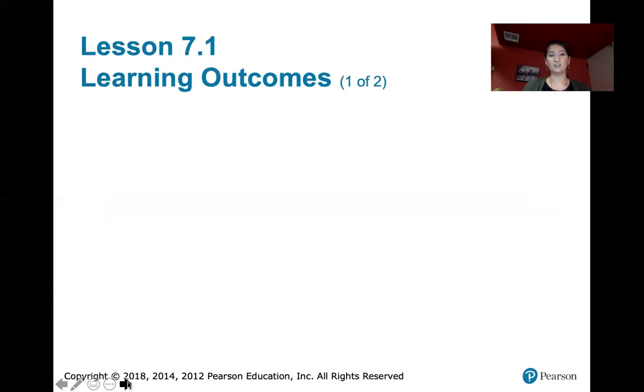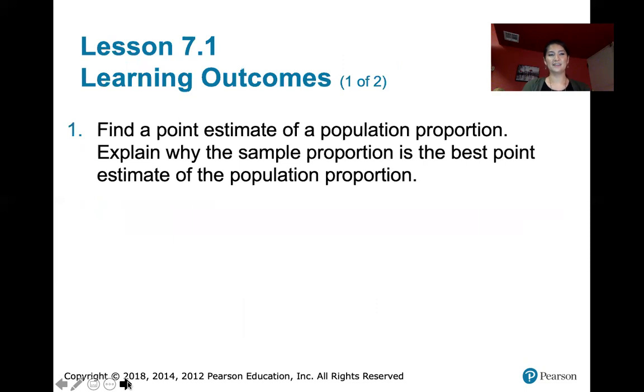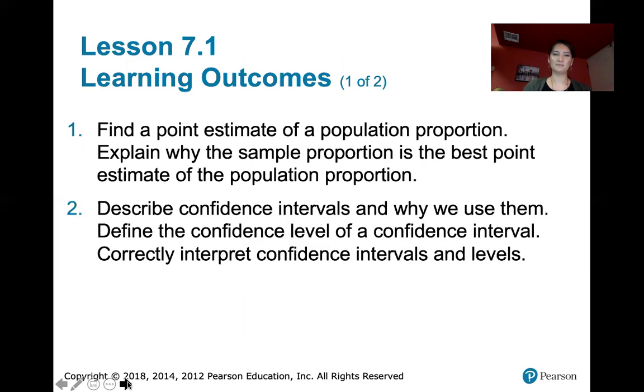So here are our learning outcomes. The first is to find a point estimate of the population proportion. Turns out to be the sample proportion. I'll also want you to explain why the sample proportion is the best point estimate of the population proportion. We'll talk about that in learning outcome number 1.